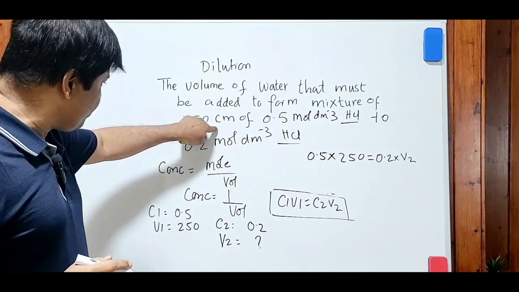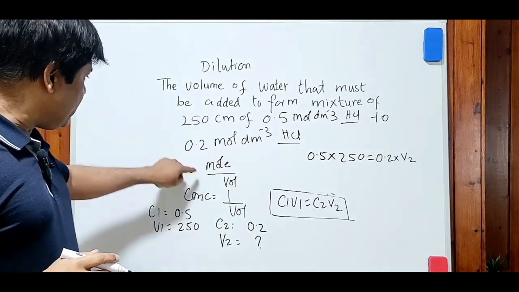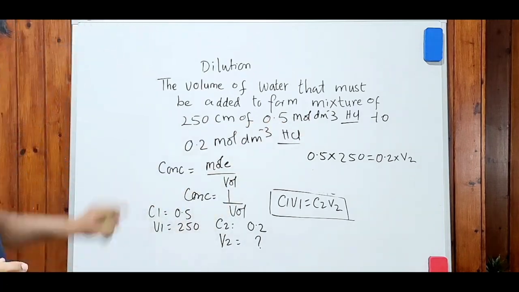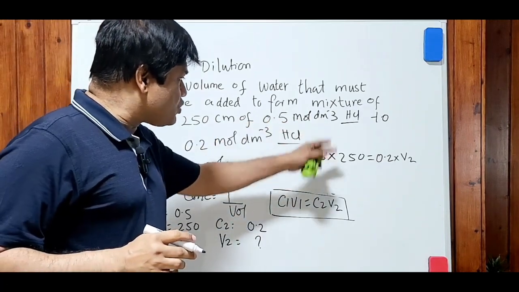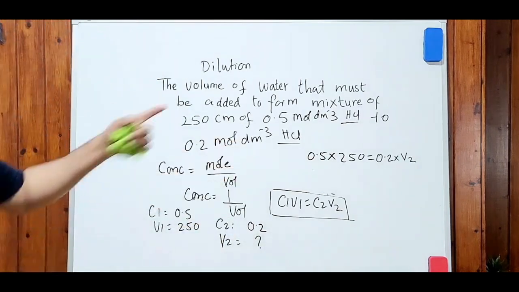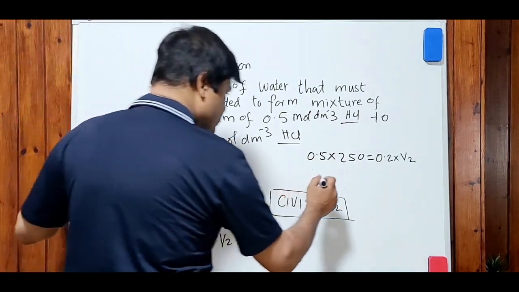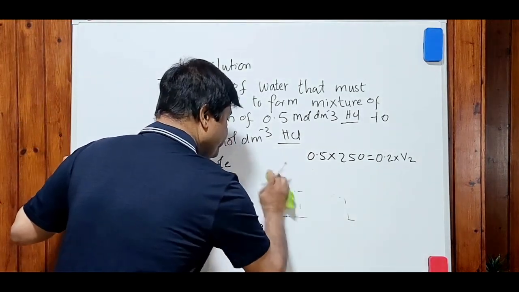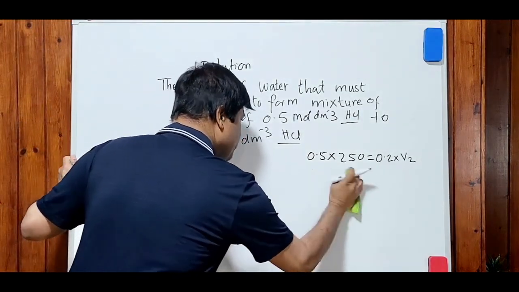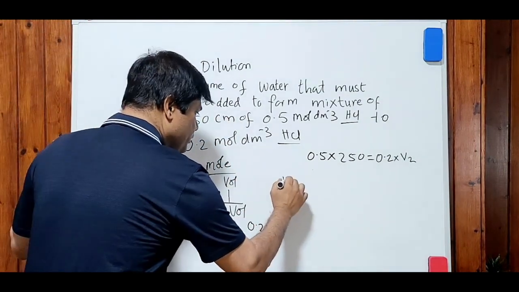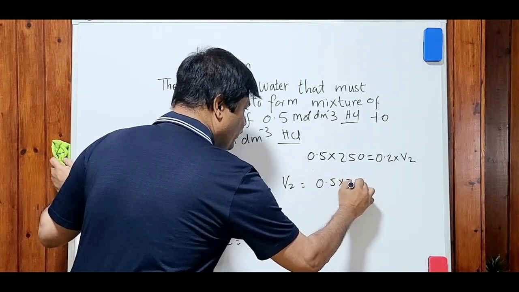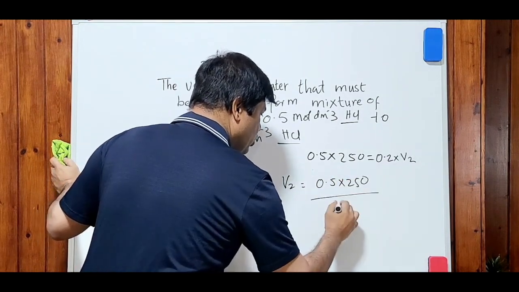This is the initial volume. The initial volume is 250 and the initial concentration is 0.5 mol dm^-3. When you add X amount of water, the volume increases. So we have to work out the V2 first. V2 equals 0.5 times 250 divided by 0.2.